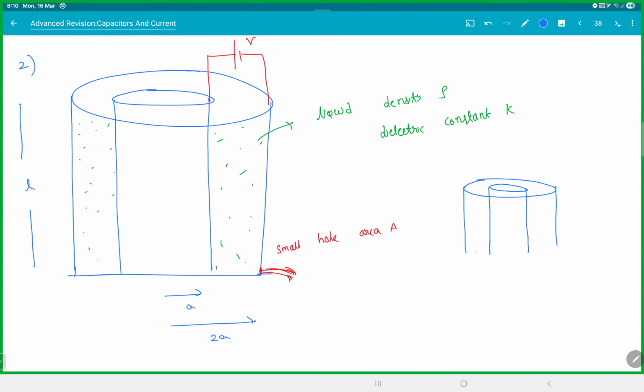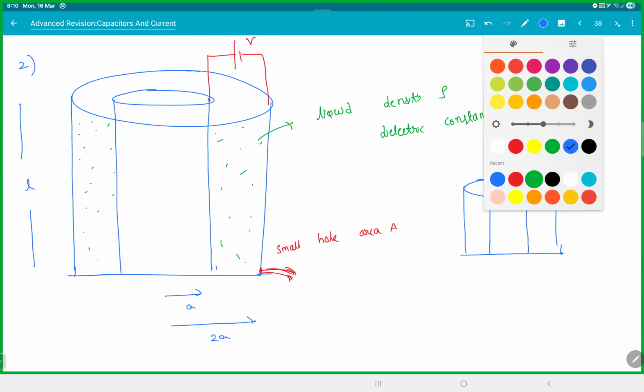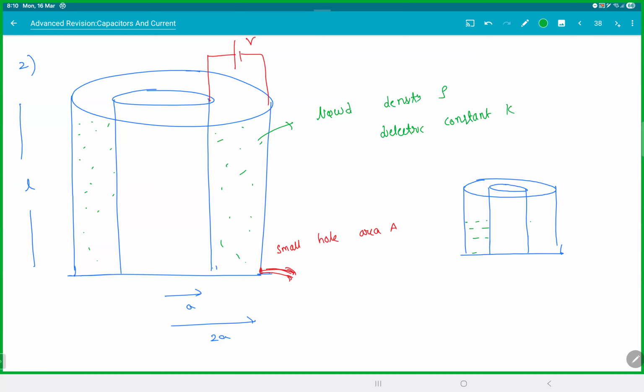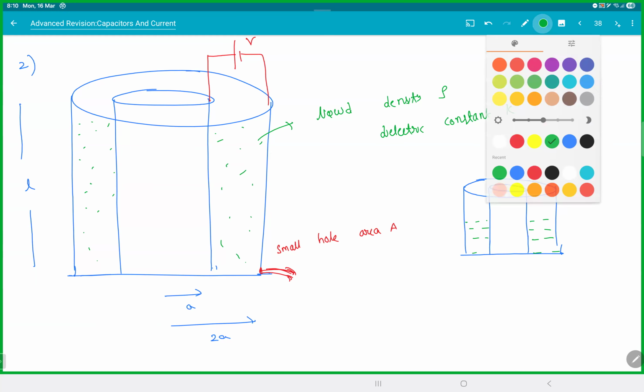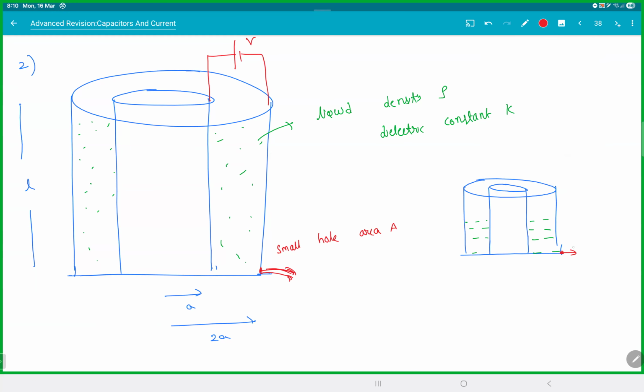Find the time when the liquid stops flowing. Meaning your final picture will look like this. Something happens here. After some time, the liquid will stop coming out of the hole. So this is how the picture will be. X. Find x as function of time t. X is the height of the liquid as function of time t.